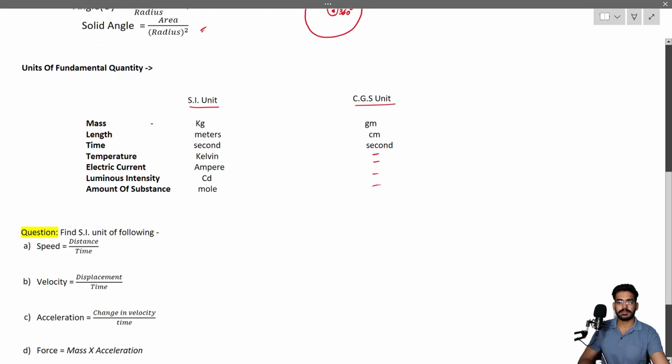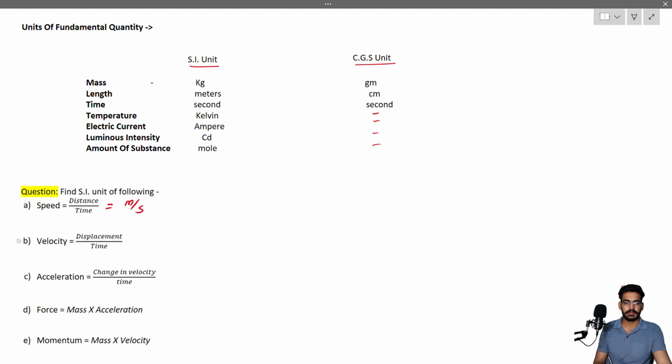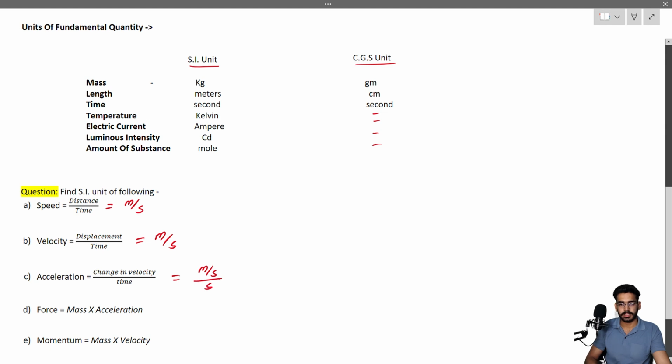Now let's write down some SI units of some things derived from this. First we have speed. The formula of speed is distance upon time. Distance is in meter and time is in second, so this will be meter per second. Velocity is also meter per second. Acceleration is change in velocity, so meter per second divided by second, which is meter per second square.